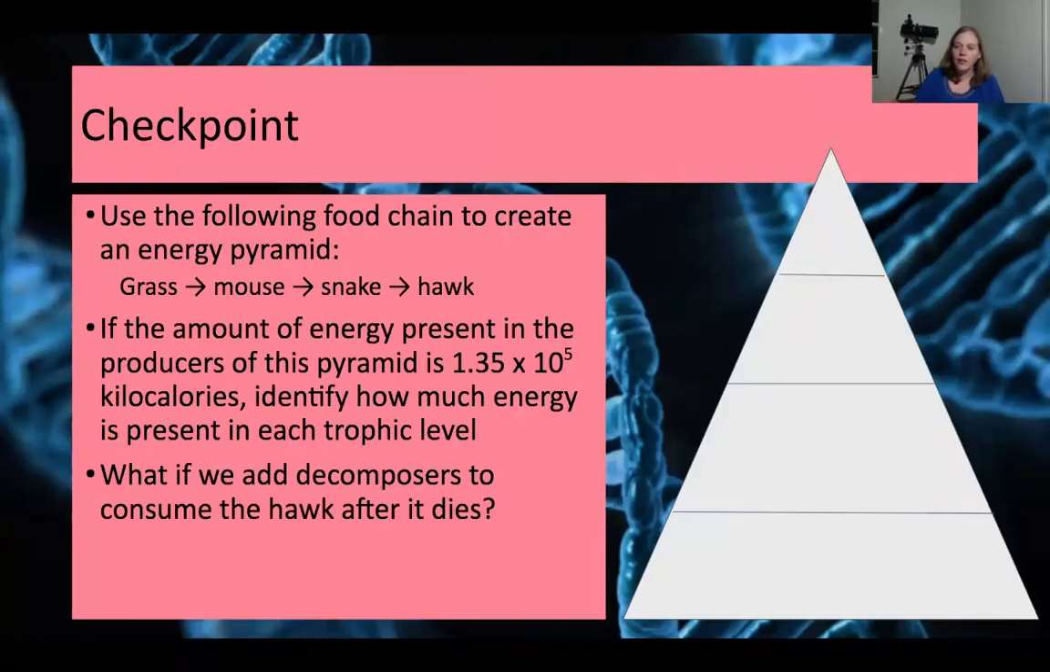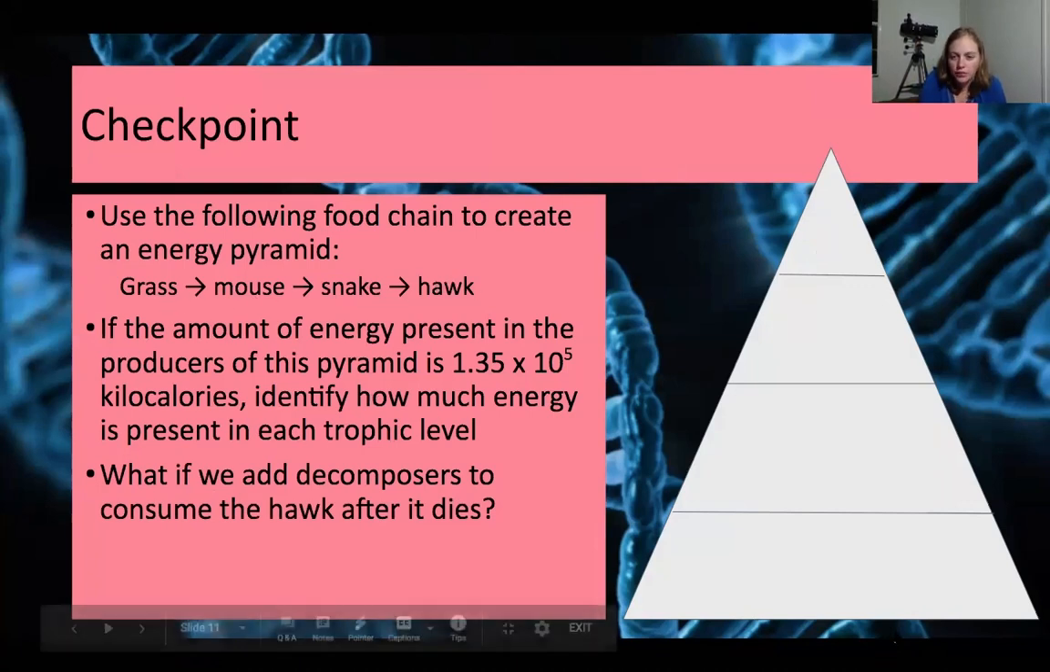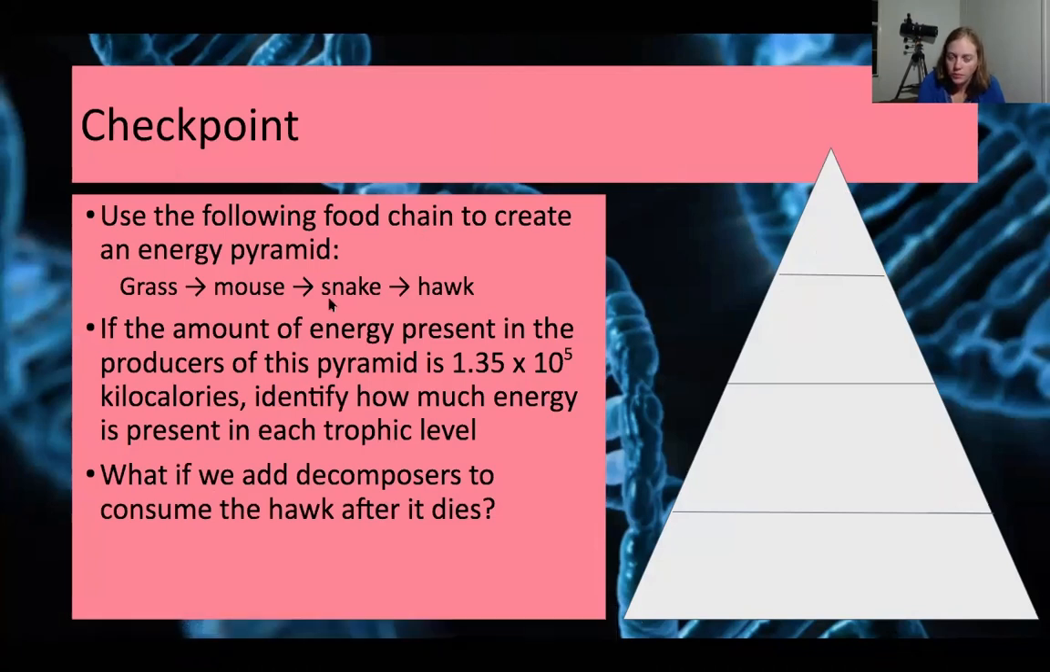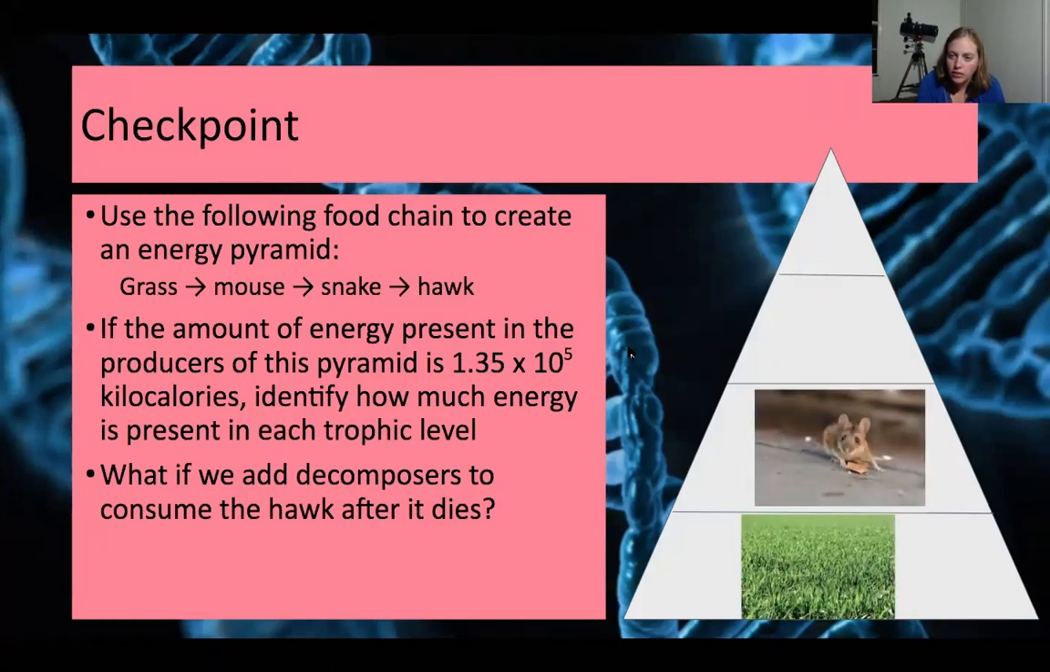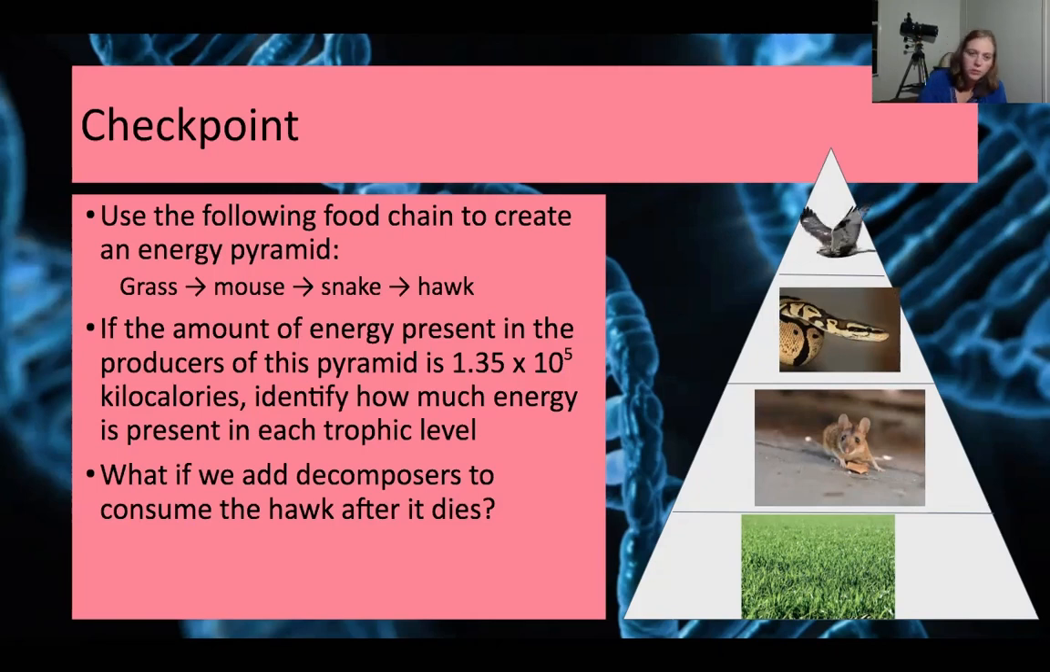All right, so here we have a little checkpoint, and what I want you to do is take this food chain and convert it into this energy pyramid. So where would you put these organisms? Hopefully you would put the grass at the bottom, that's your producer. You would put your mouse next, that's your primary consumer. Your snake would eat your mouse, so that's your secondary consumer. And your hawk would eat your snake, so that is your tertiary consumer.